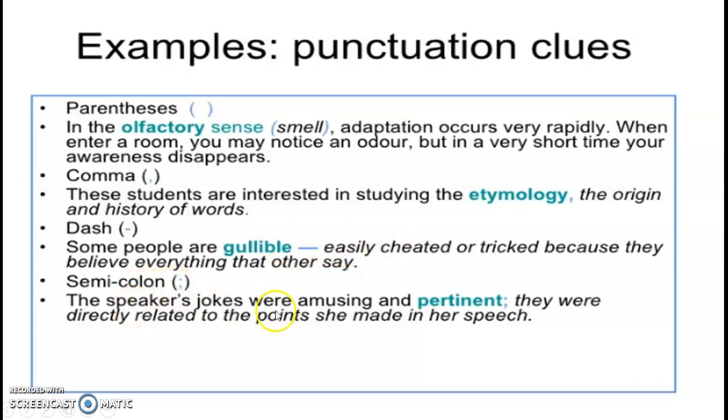And semicolons, the speaker's jokes were amusing and pertinent. They were directly related to the points she made in her speech. So over here we are giving another sentence that says the same as what we have before. So punctuation sometimes gives you some specific ideas about the words or the terms that we don't know. So we have to learn how to use it. So this is basically what I wanted to explain, the three types of context clue: affixes, grammar, and punctuation.